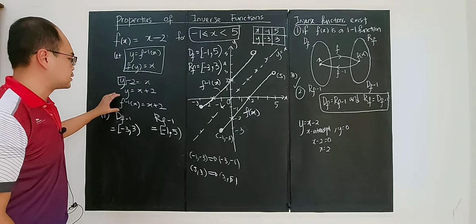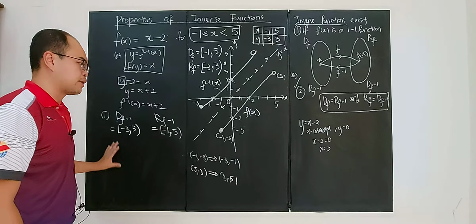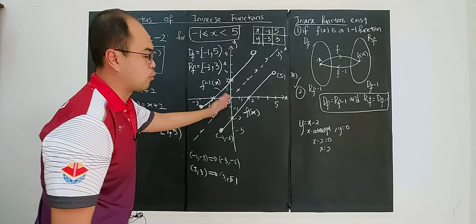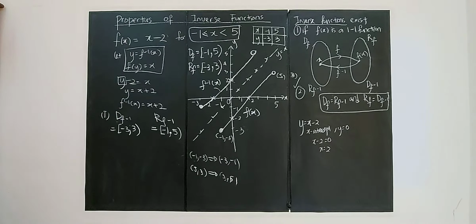You can actually sketch this in a separate diagram and transfer it to here. They are also exactly symmetrical about the line y equals x, right? So this is the property using the graph.